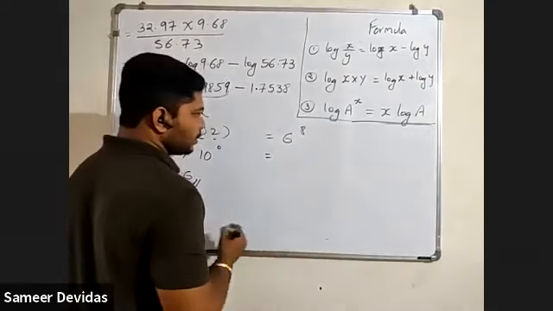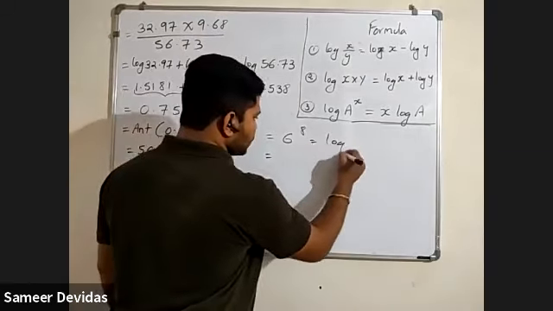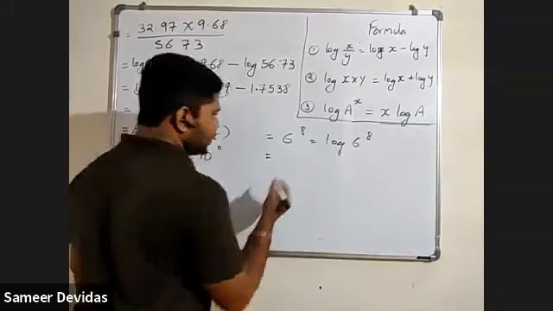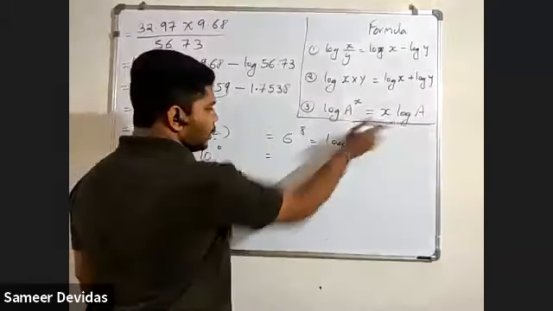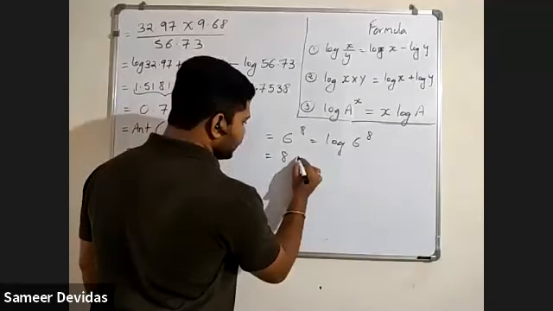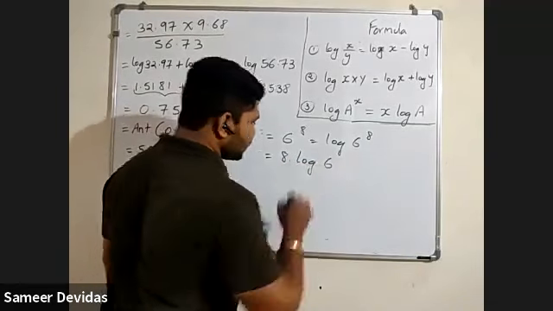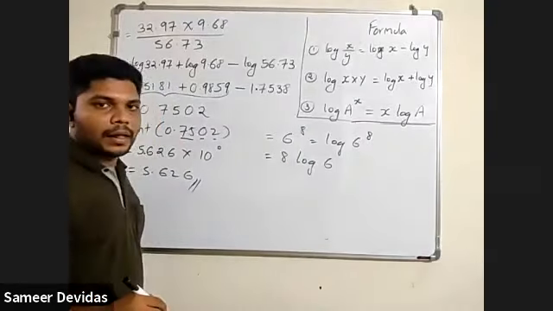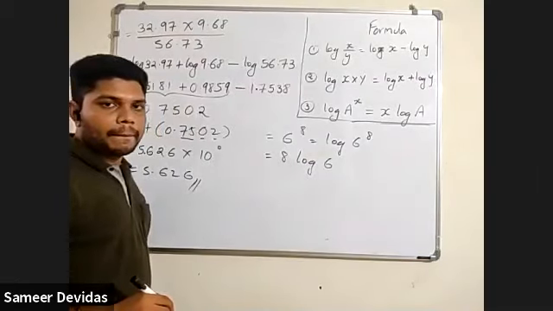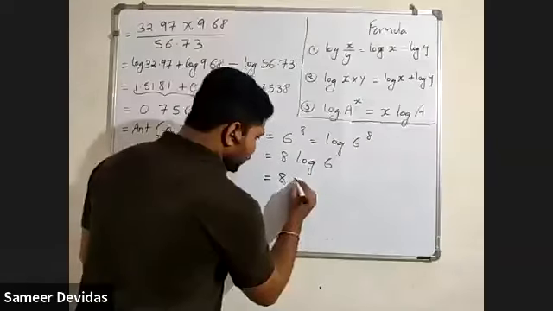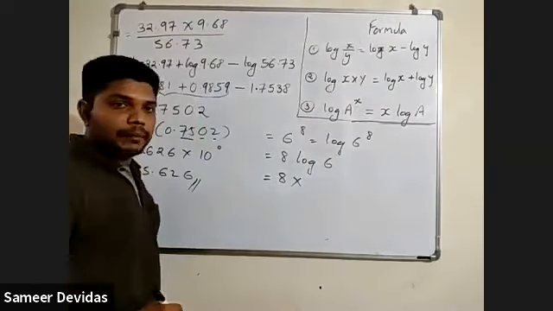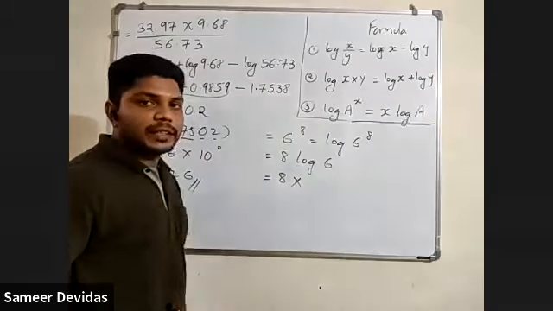Take the log of it. If you take the log of 6 raised to 8, then this formula applies. So it is nothing but 8 log 6. Is that clear? Yes, sir. Okay. Then 8 multiplied by the log of 6.